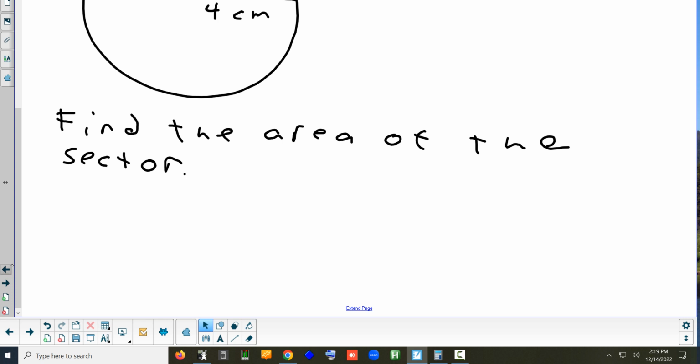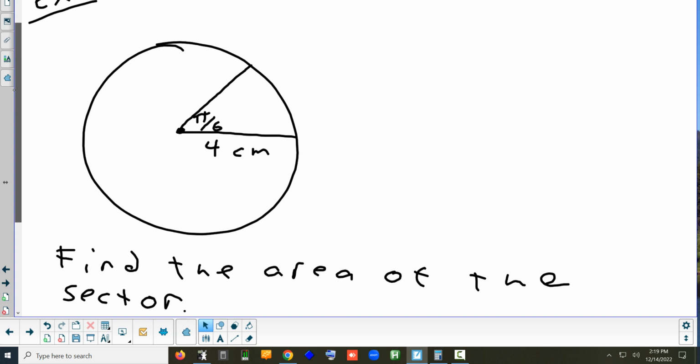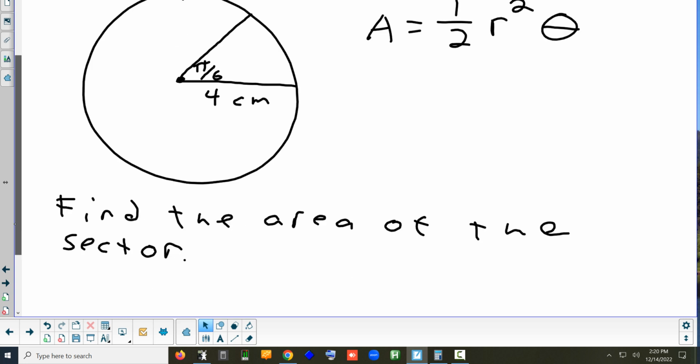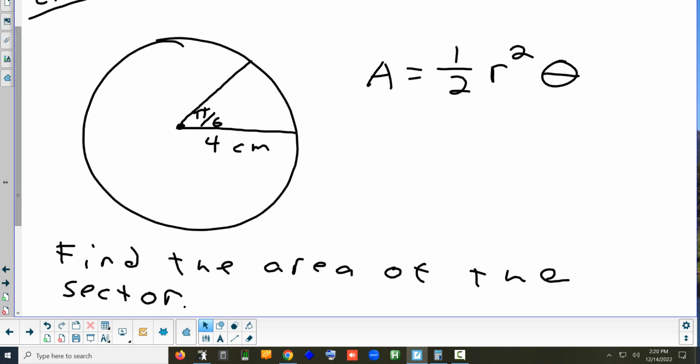So the first thing you have to be able to decide on the test is, is it an area problem or is it an arc length problem? Well, it tells you right in the directions here. Find the area. So we know it's an area problem. Grady, what's the formula that we just wrote down for area? Area equals 1/2 radius squared times theta. Good. So find the area. That means we're not filling in anything for A.